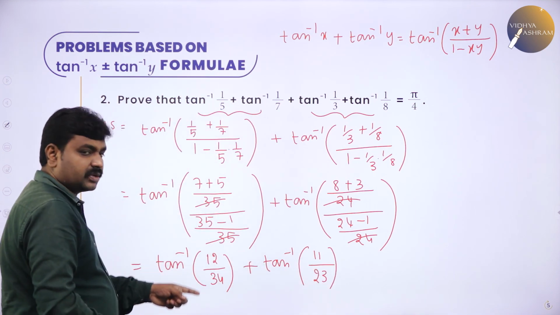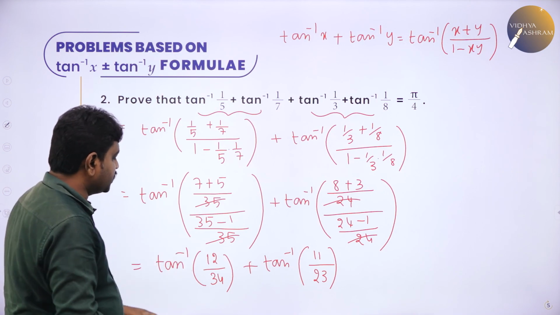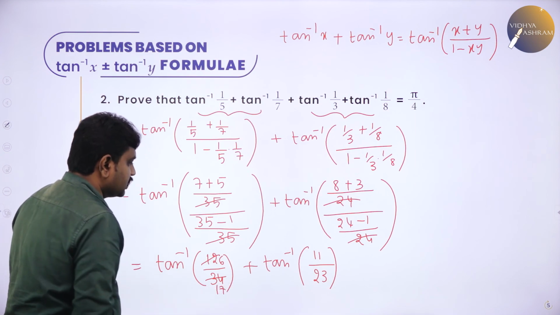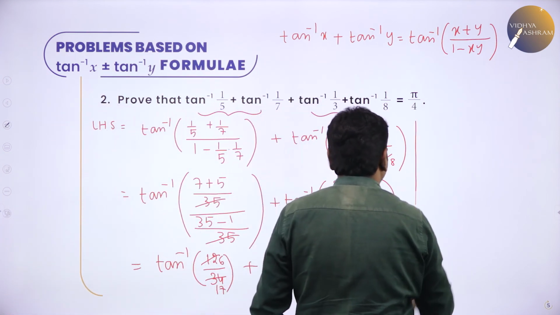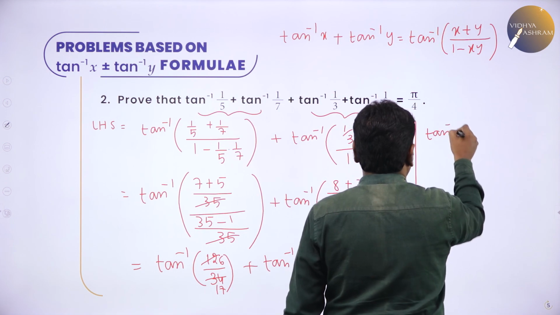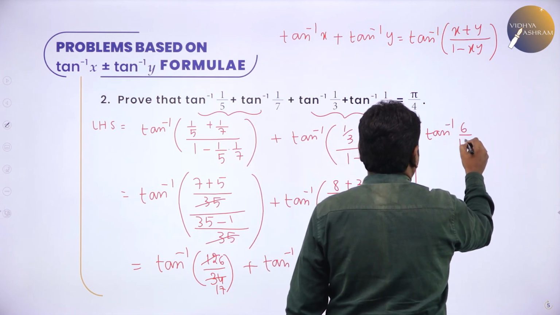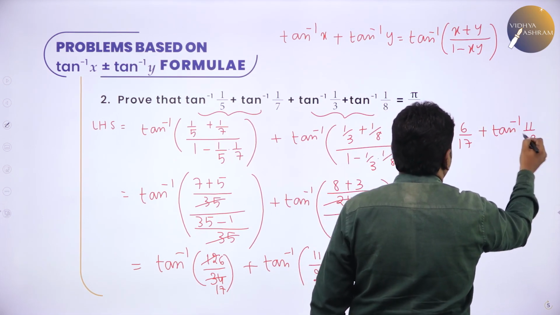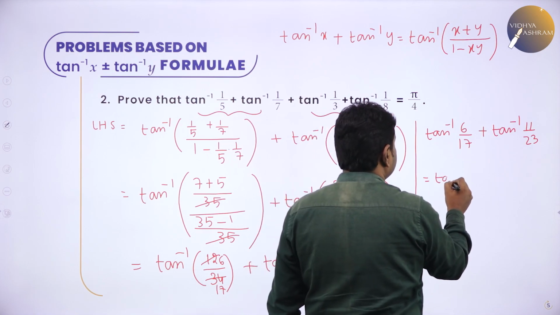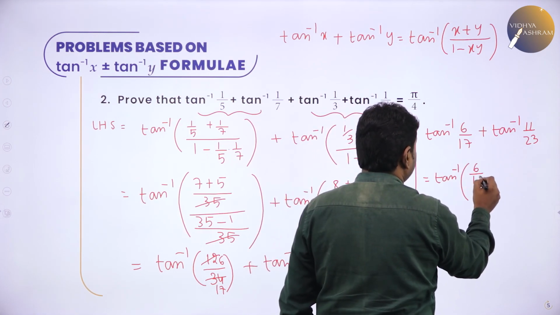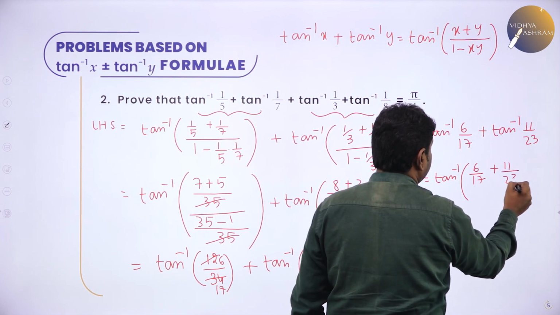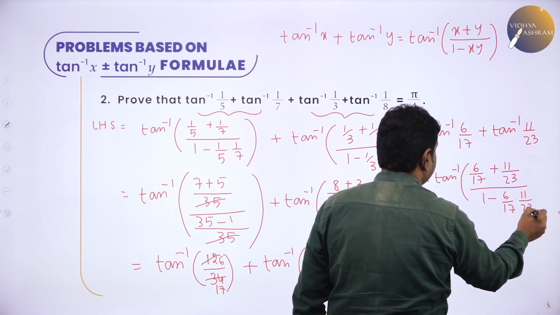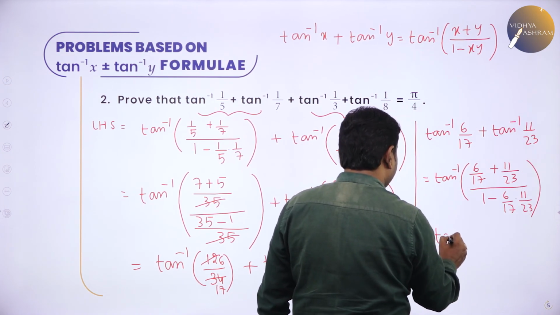So now further this can be simplified. Both are divisible. So I'll say 2 6s and 2 17s. So simplify this. We have two terms now. One is tan inverse of 6 by 17 and the other one is tan inverse of 11 by 23. So again take LCM and solve it carefully. Tan inverse of, it will become 6 by 17 plus 11 by 23 divided by 1 minus 6 by 17 into 11 by 23.